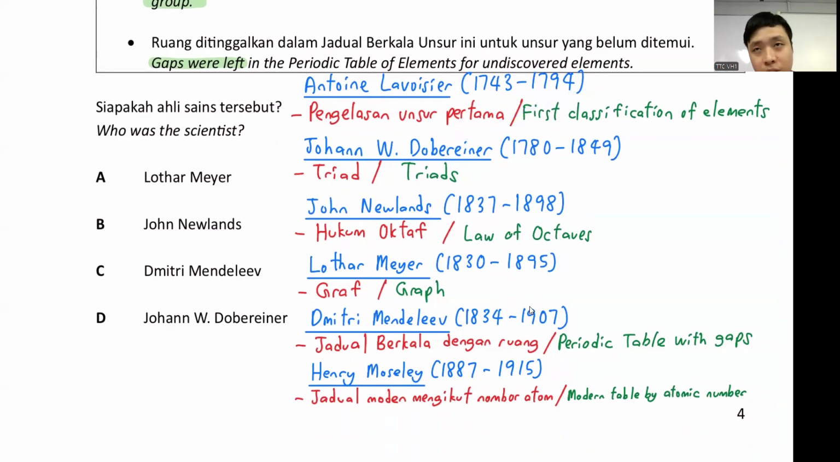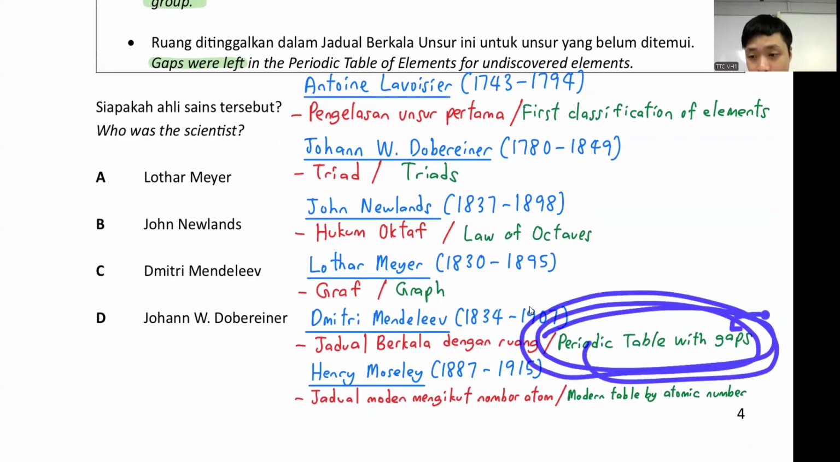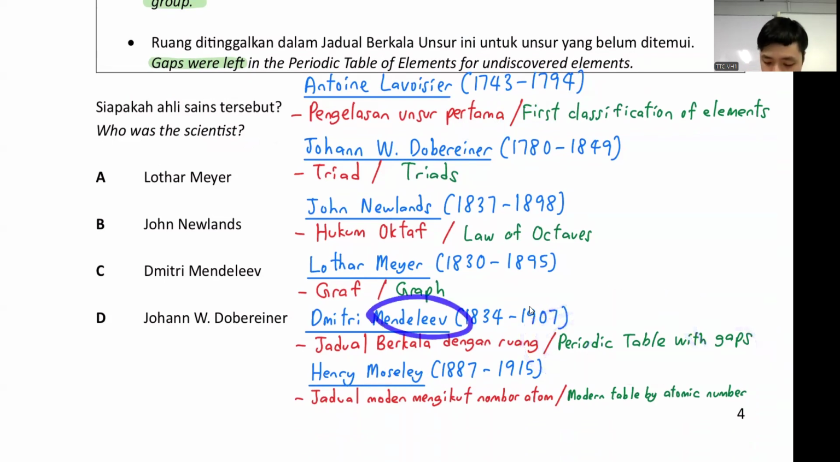I sent you the PDF. So who was the scientist? The periodic table with gaps, so it's Mendeleev. This one you look at yourself. I won't talk too much because it's history again. Most of the time it won't come out, and if it does, it's just 1 mark.